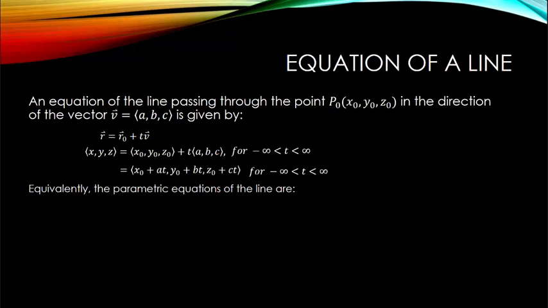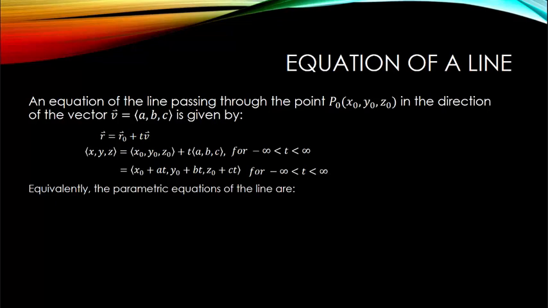An equation of a line passing through a point p sub 0 with coordinates x sub 0, y sub 0, z sub 0 in the direction of the vector v given by the components a, b, c will be given by the vector r is equal to the vector r sub 0 plus t times vector v. In component form, I get the components x, y, z is equal to the components x sub 0, y sub 0, z sub 0 plus t times the components a, b, c for all real numbers t.